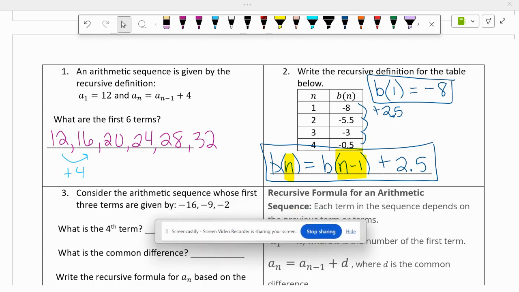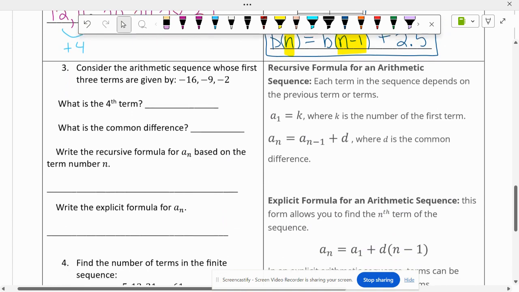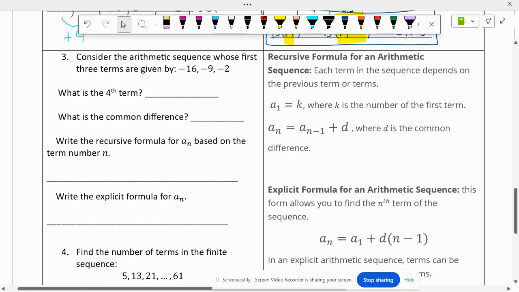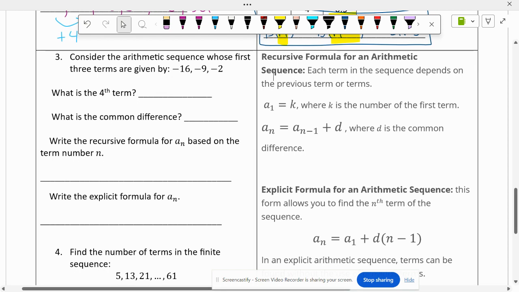Next one, example 3 says, consider the arithmetic sequence whose first 3 terms are -16, -9, and -2. What is the fourth term? Would it be 5? What am I doing each time, Jaden? Yeah, I'm adding 7 each time. So this is 5, and I'm adding 7. The question says, what is the common difference? What am I going to put there? 7. Yeah, I'm adding 7. So the difference is 7 each time.